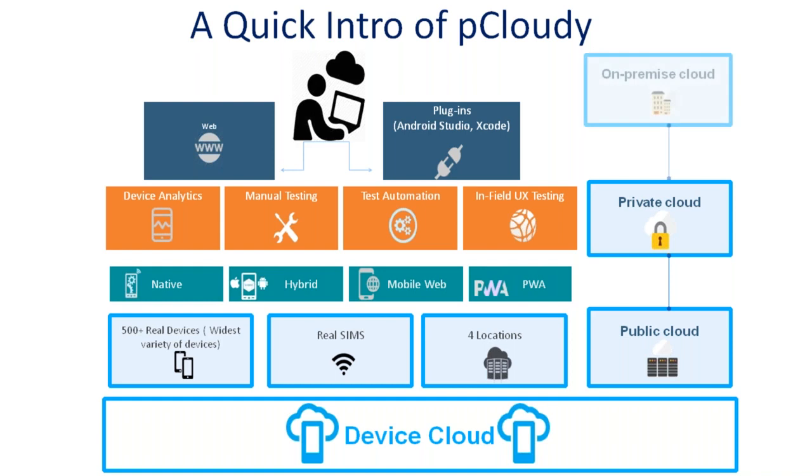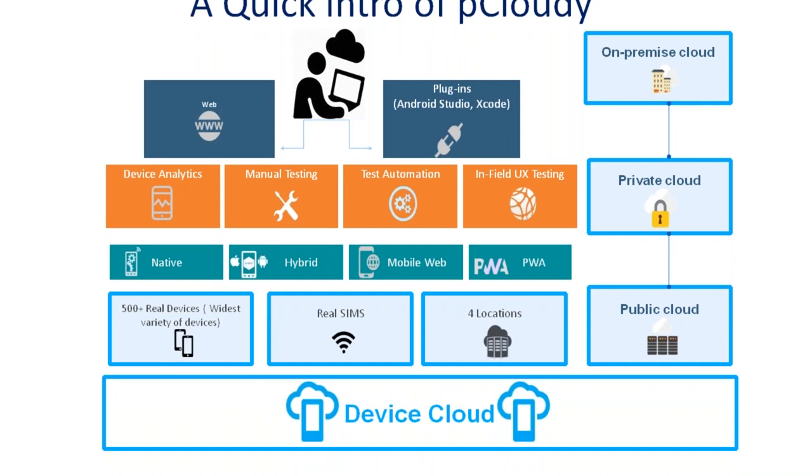The last offering which we have is the on-premise cloud, where we will come with our cloud infrastructure within your premises, and we will set up the entire cloud infrastructure behind your firewall, and you can connect the real mobile devices which you have to this cloud infrastructure and create your own remote lab which can be accessed by several other team members spread across different geographies. So these are the three different offerings which we have.